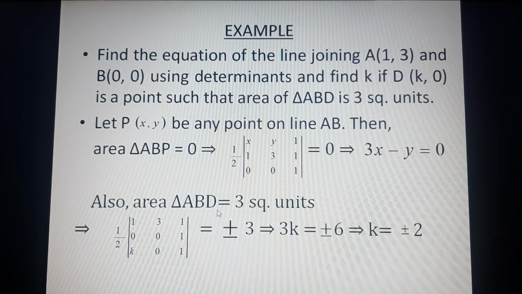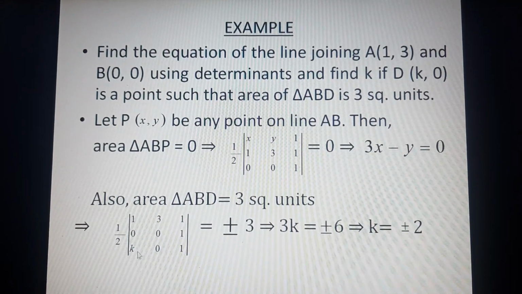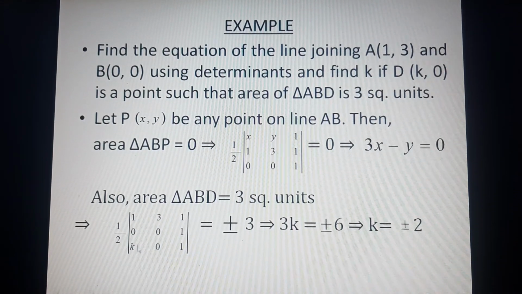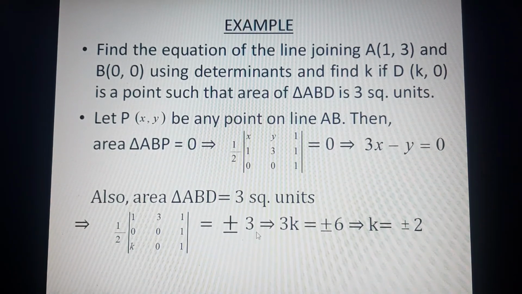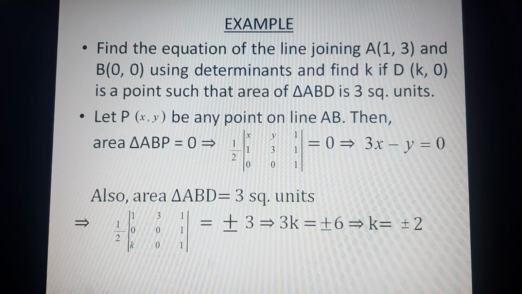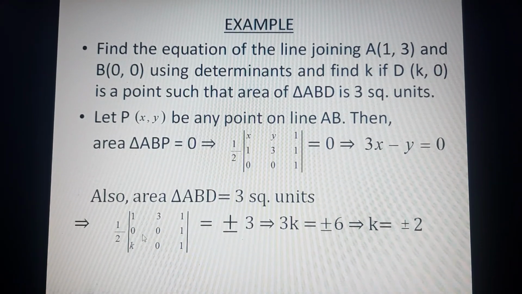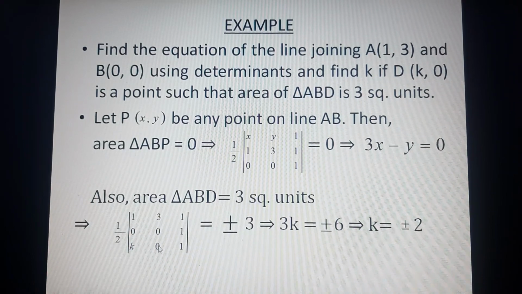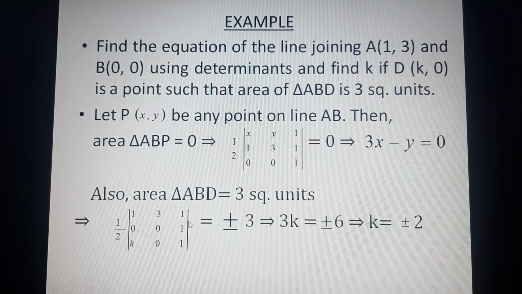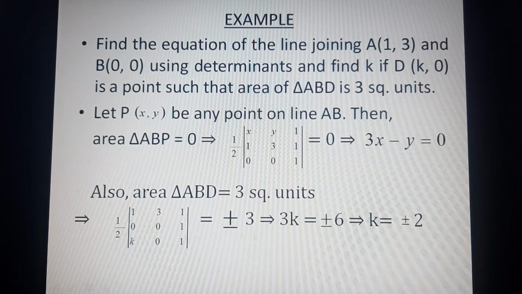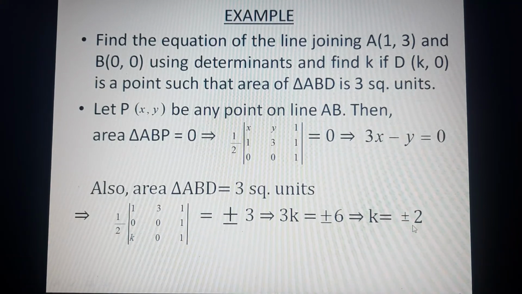Now we can find the area of triangle ABD. These are the coordinates of A (1, 3), coordinate of B (0, 0), and coordinate of D (k, 0). We have to find this unknown k. So area of triangle is half the determinant equal to plus minus 3. I have taken this 2 on the other side. This will become plus minus 6, and then solve this. If you solve this along the second row, you will get 0 minus 3k, that is minus 3k, and at this point we have to change the sign, so it will become plus 3k. 3k is equal to plus minus 6, which will give you the value of k, that is plus minus 2.